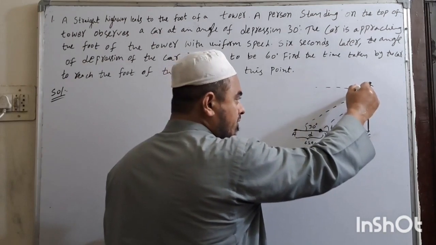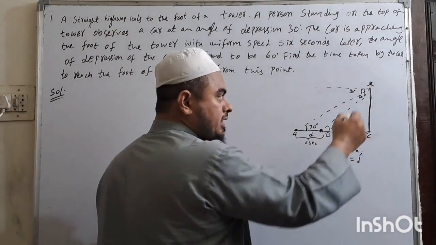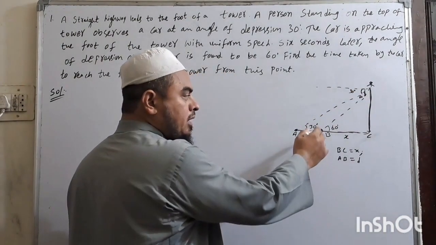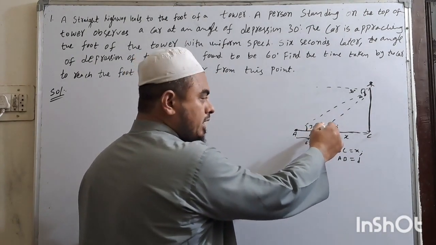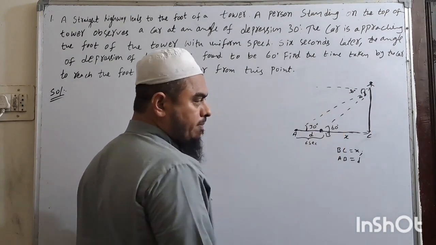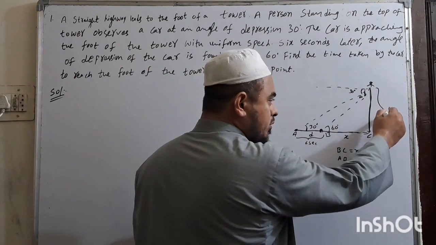Now this angle of depression, alternate angles are equal, so here we get it as 30 degrees. Now this 60 degrees, which is the angle of depression for the position of the car at B, that angle is, here we take alternate angles are equal, 60 degrees. Okay. Now let us take the height of the tower to be h.